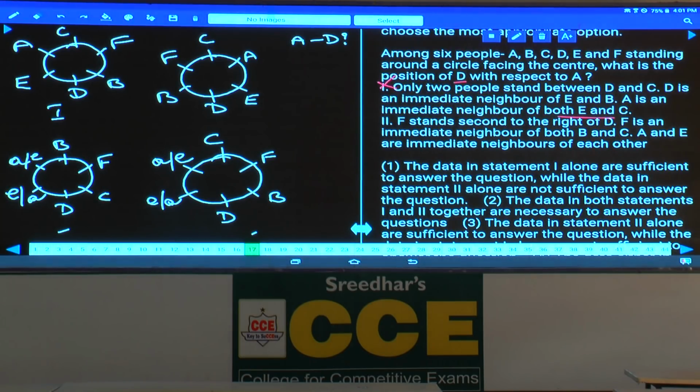1 alone not sufficient, 2 alone is not sufficient, then by combining these 2. If you combine these 2, now I am combining the second statement in the first statement.